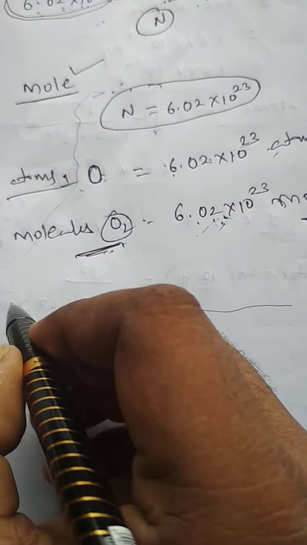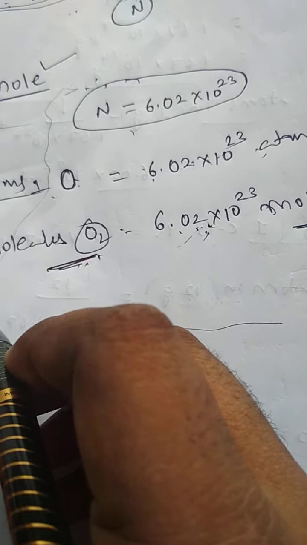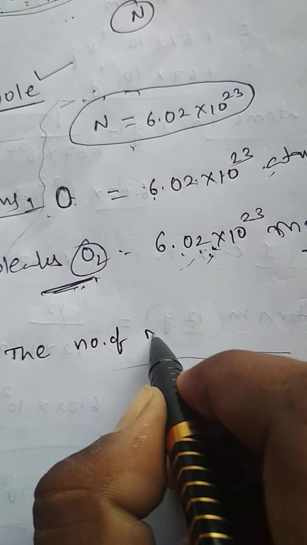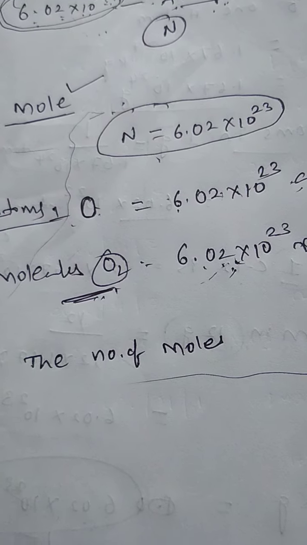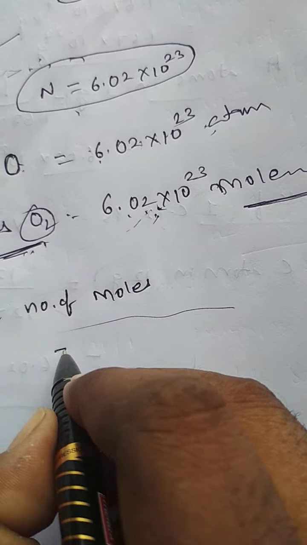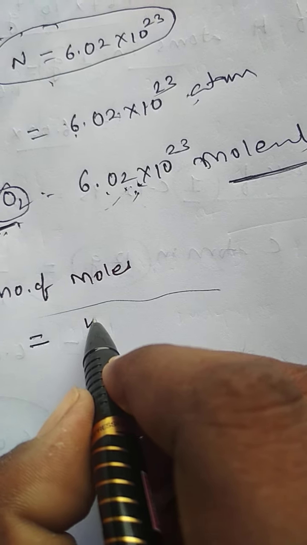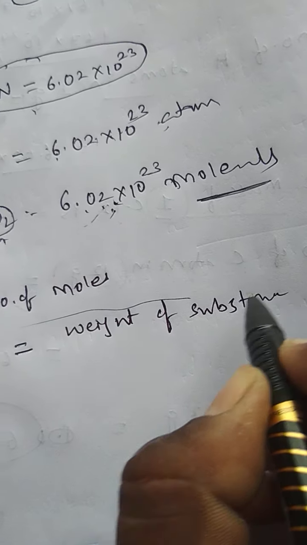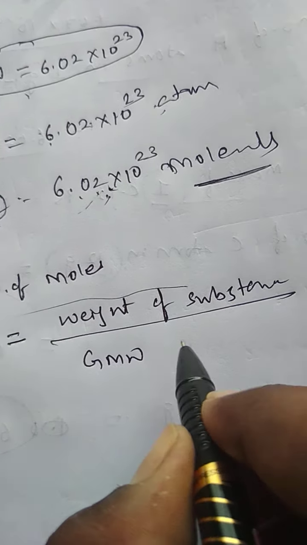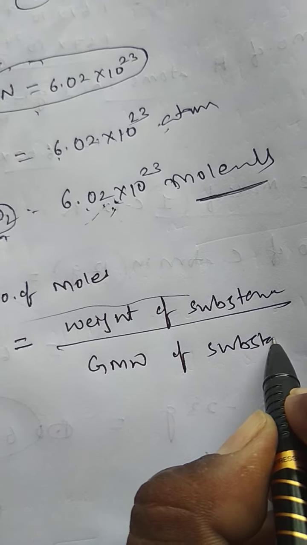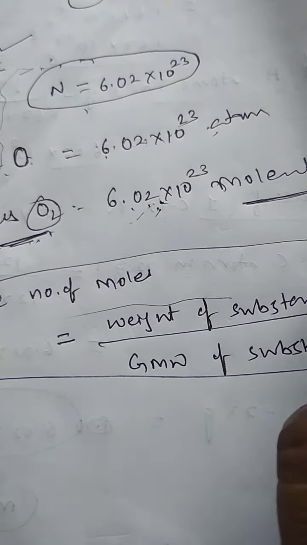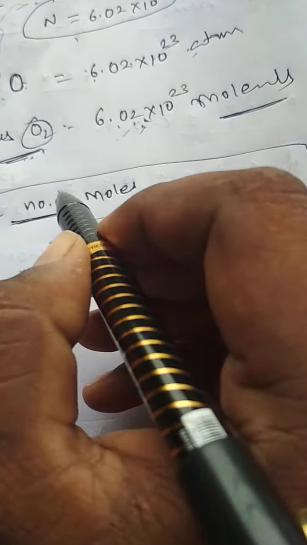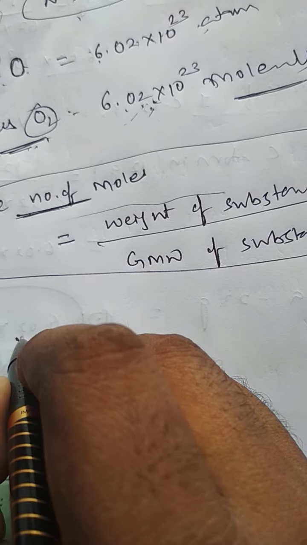Okay. So next, the number of moles can be calculated by using the formula. Number of moles is equal to weight of the given substance by gram molecular weight of the substance. For problem purposes, the number of moles is denoted by n.